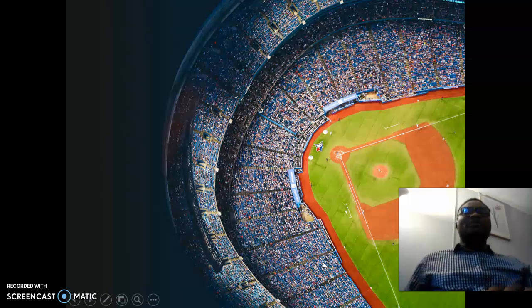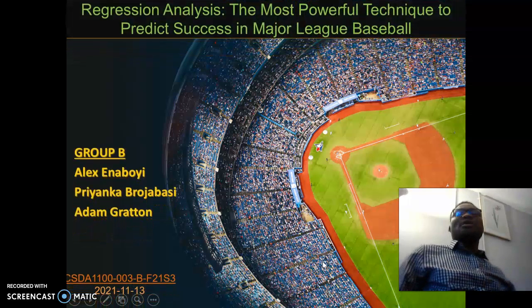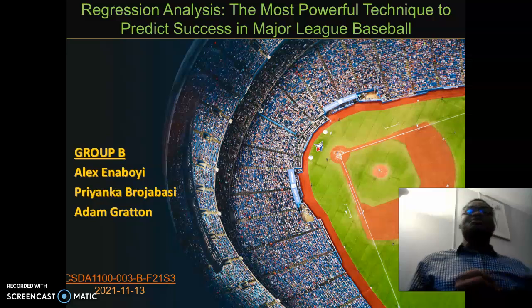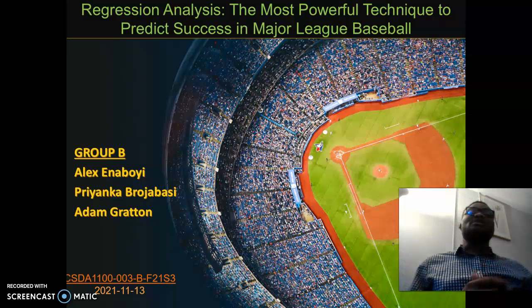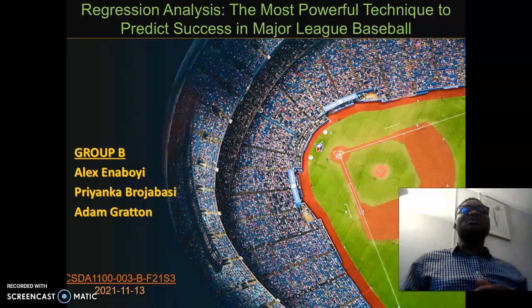Good afternoon, everyone. I'm here to speak on Group B, Project Sprint 2. We'll be looking at regression analysis, the most powerful technique to predict success in Major League Baseball.